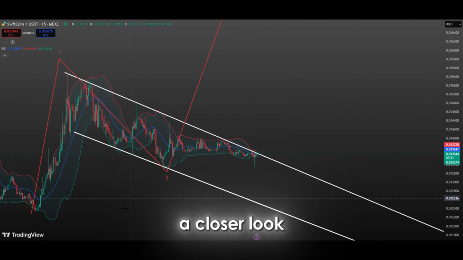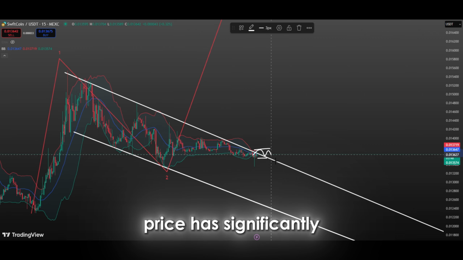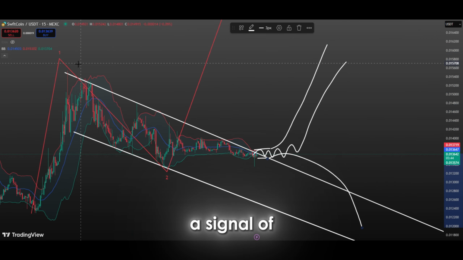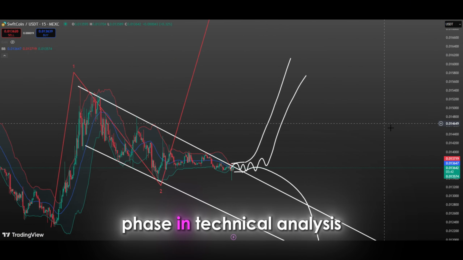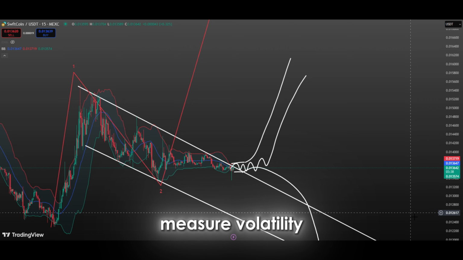When we take a closer look at the Bollinger Bands indicator, we can clearly see that the price has significantly compressed between the bands. This compression is generally considered a signal of a very critical phase in technical analysis. The core idea behind Bollinger Bands is to measure volatility, and periods when the bands become this narrow are early indicators that the market may soon make a strong move.